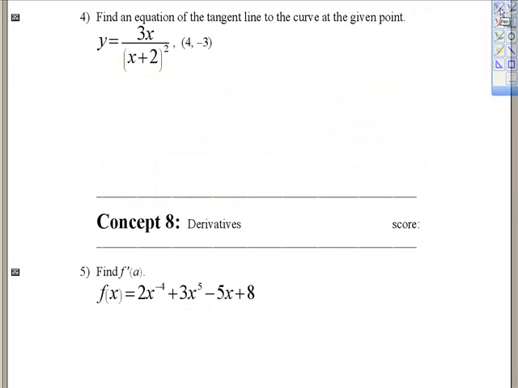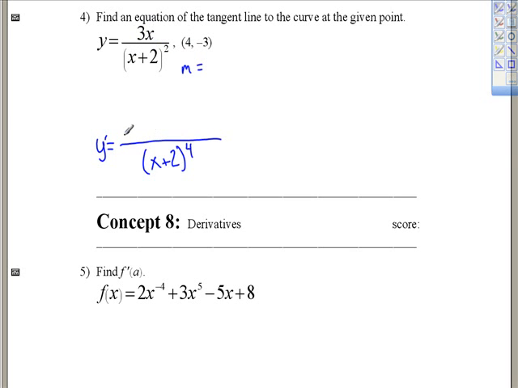Okay, number 4, same topic. It asks us to find an equation of the tangent line to the curve at the given point. It's basically the same problem, isn't it? They're giving us a quotient. We need to find the slope using the quotient rule again. It's just slightly nastier because they're already giving us a square in the denominator. So when we square that, we have to be careful that we actually square it. If we square a square, what do we get?